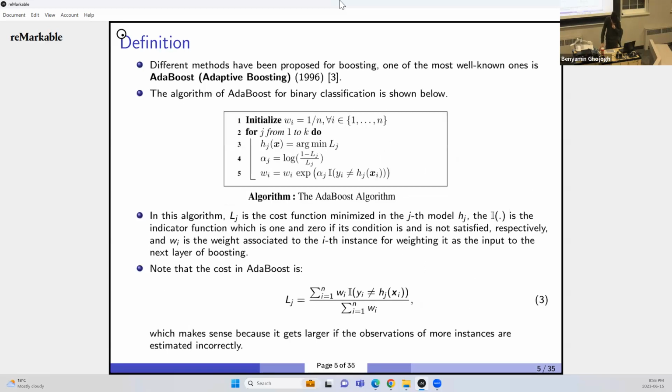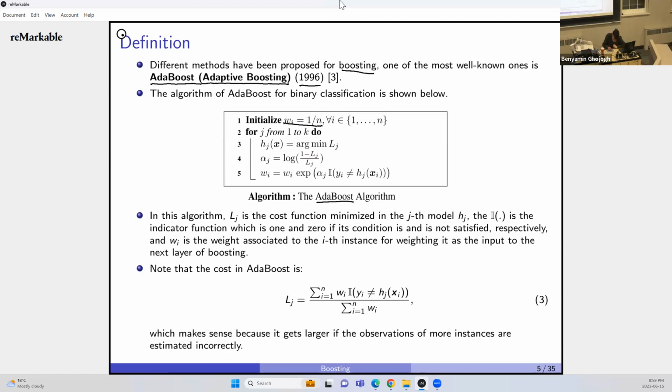Definition again. Different methods have been proposed for boosting. Boosting is a family of algorithms. One of the most well-known ones is AdaBoost, short for adaptive boosting, proposed in 1996. The algorithm of AdaBoost for binary classification is shown below. What does it say? Initialize all of the weights to 1/n, where n is the number of points. So all of the points will have equal weights, 1/n, where the summation of weights will be 1.